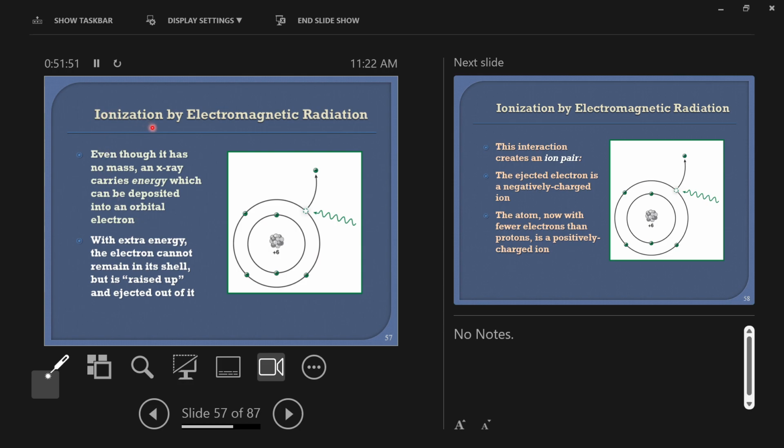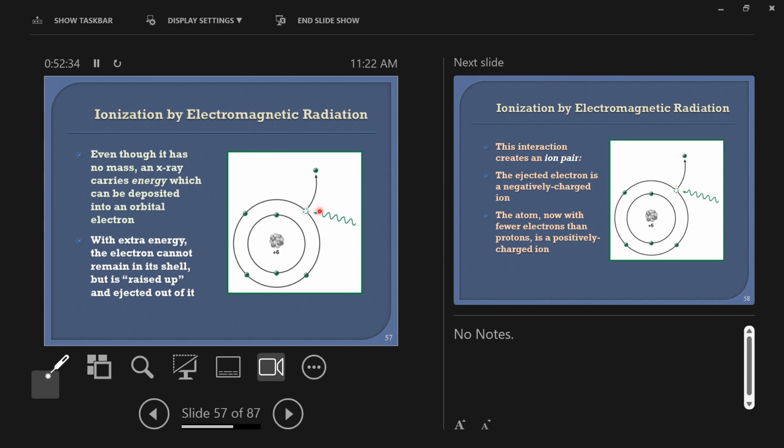In this case, we're talking about absorption. Even though a photon has no mass, one type of photon is an X-ray photon, okay? It's high energy. It's no different in nature than the visible light we're seeing in this room right now, okay? It's different in energy, though, okay? So an X-ray can carry enough energy which can be deposited into an orbiting electron. That extra energy can give the electron enough energy to where it cannot remain in its shell any longer.